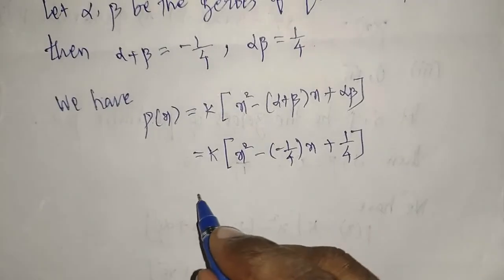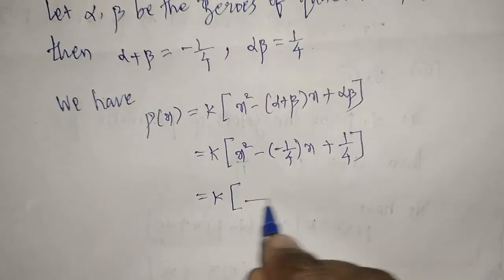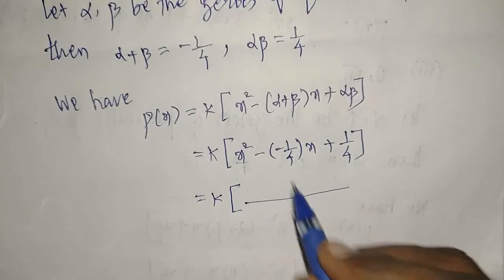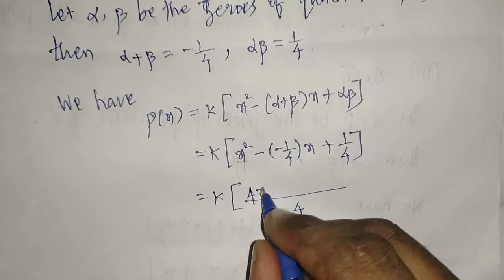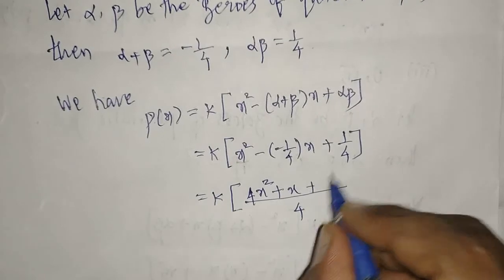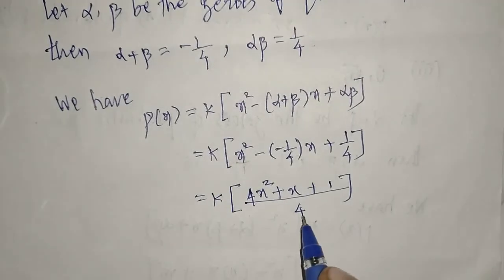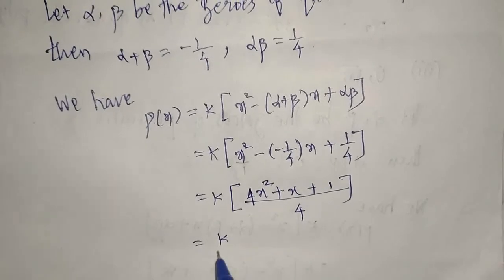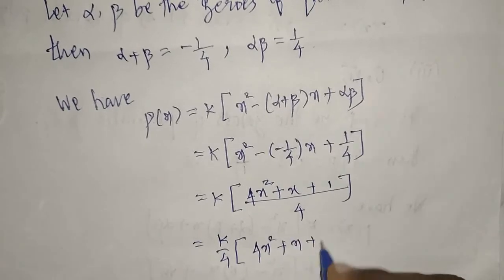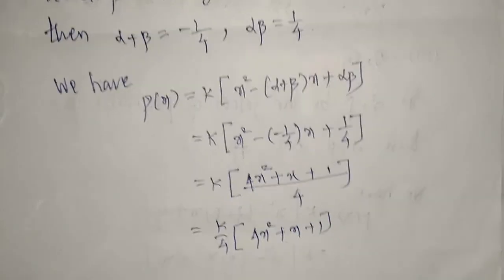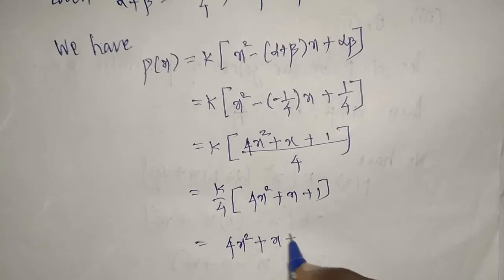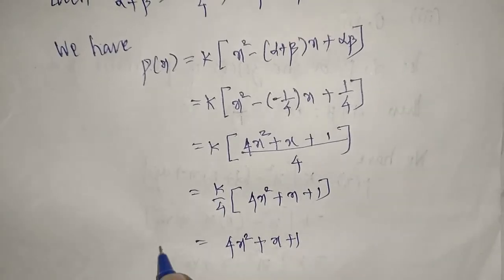Now we have to simplify this. So k into, I'm taking the LCM as 4, because here we have 4, here also 4, and here nothing, so I can say 1. So this 4 we multiply with x square. The coefficient of x square is now 4, minus into minus is plus, 1 into x plus 1. That's it. This constant I'm going to bring outside. Then k by 4 into 4x square plus x plus 1. Understand? Now we need to leave the constant, and within the bracket we can write 4x square plus x plus 1. Okay, this is our required quadratic polynomial.